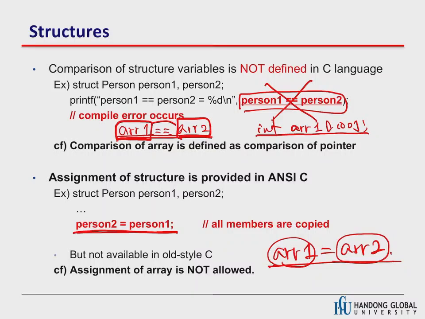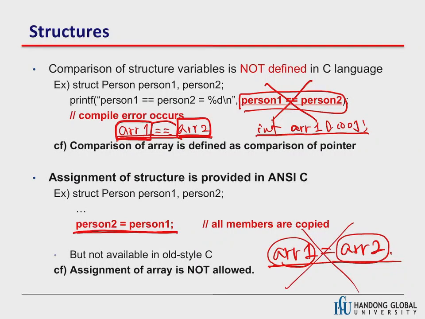If this were legal, we could have a memory leak. It would mean C is officially allowing you to have a memory leak. That should not be possible; that should not be legal. So this one is not allowed in the C programming language.